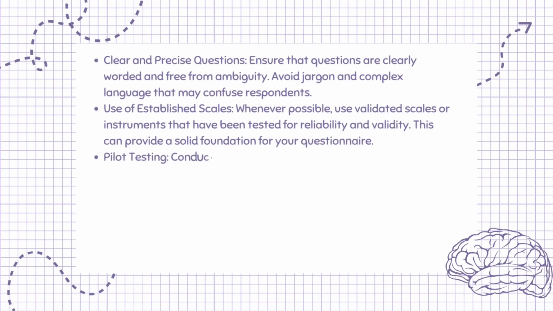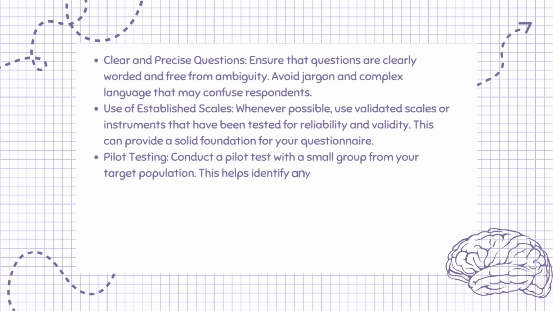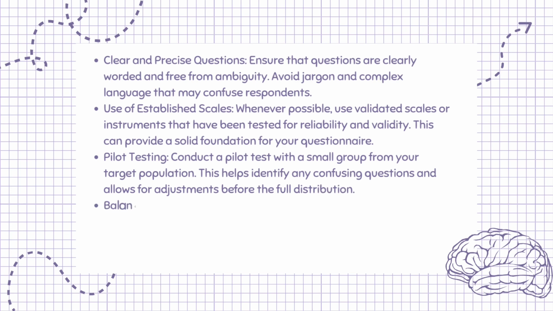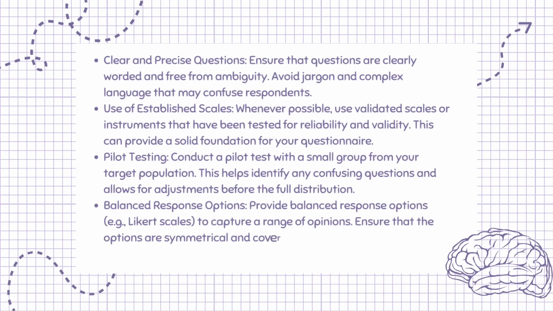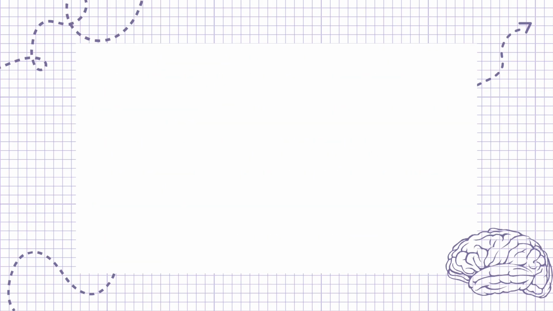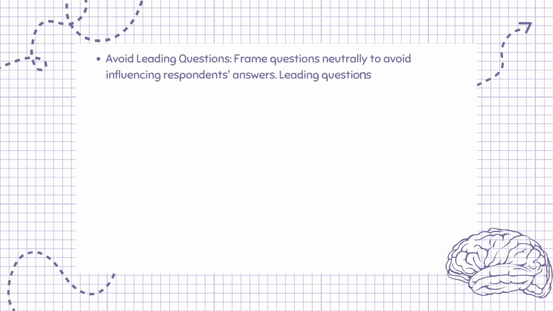Pilot testing. Conduct a pilot test with a small group from your target population. This helps identify any confusing questions and allows for adjustments before the full distribution. Balanced response options. Provide balanced response options, e.g., Likert scales, to capture a range of opinions. Ensure that the options are symmetrical and cover the full spectrum of possible responses. Avoid leading questions. Frame questions neutrally to avoid influencing respondents' answers. Leading questions can bias the results and compromise validity.